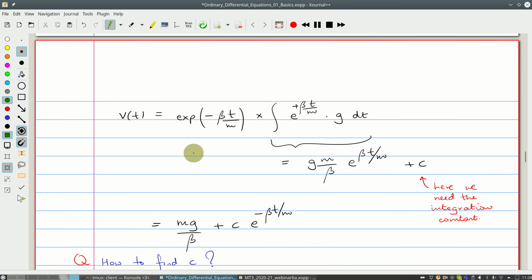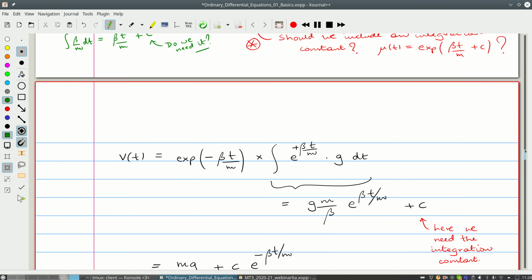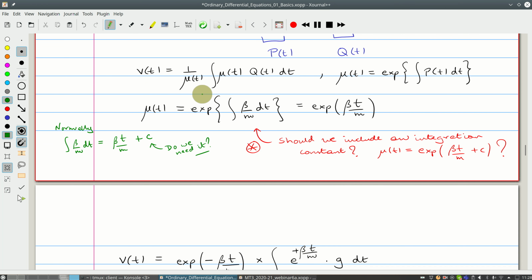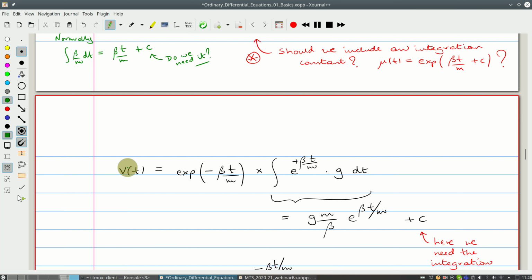All right, so now our solution is given by this equation here. The velocity as a function of time is 1 over mu times the integral of mu times q integrated with respect to time. So the velocity as a function of time is the exponential of minus beta t over m times the integral of e to the beta t over m, that's mu, times g, which is q, with respect to time.